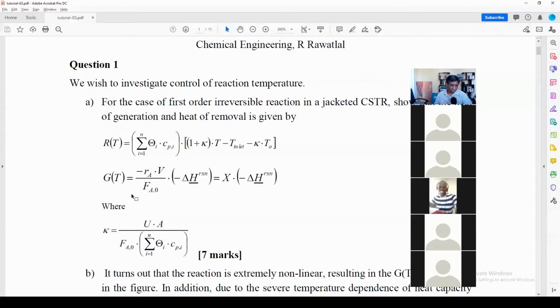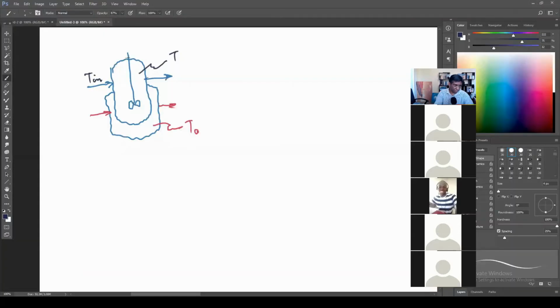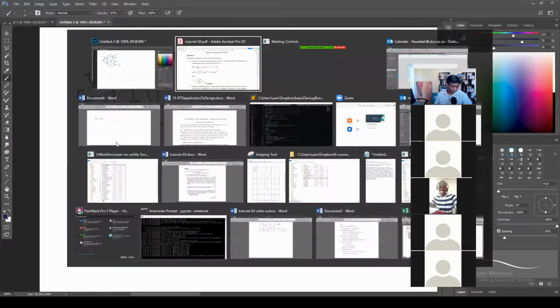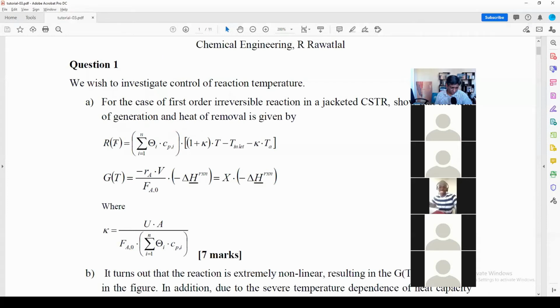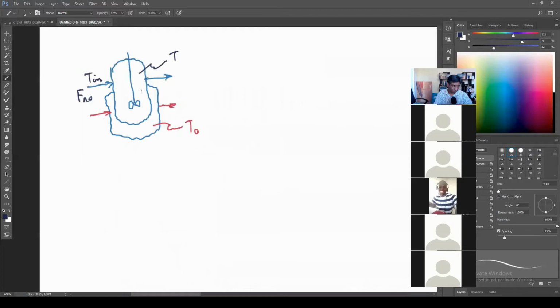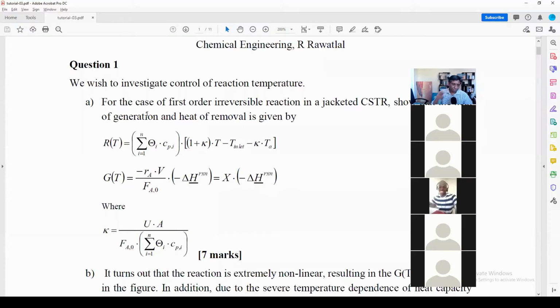So let's just look at the variables. T inlet, TA, all defined, and FA naught, I guess we can write here as well. So you've got a flow rate of your reactant component, and there's some conversion also that we've accomplished in that reactor. Right, so you accomplish conversion X in there. So that's just to list the variables.